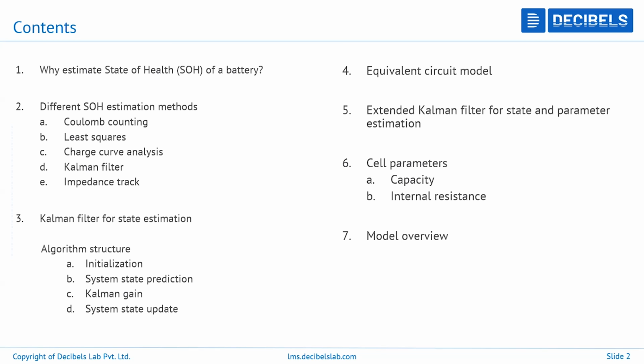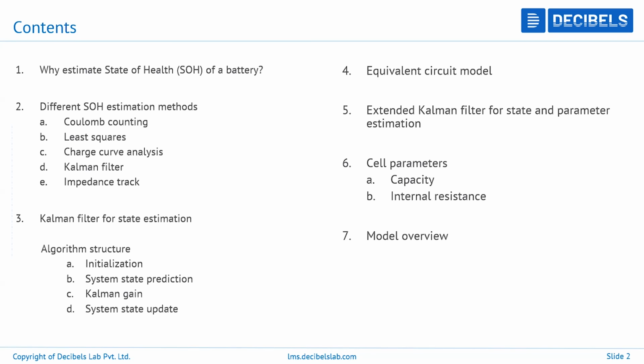Then our next focus will shift towards Kalman filter for state estimation. First we'll understand what the Kalman filter for state estimation is. Then we'll proceed to the part where we're going to be estimating the state of health. For that, we'll require an additional Kalman filter, called the Kalman filter for parameter estimation. That portion comes a little later in the session. After that, we will try to understand which cell parameters are going to be estimated to get an idea of how SOH is estimated.